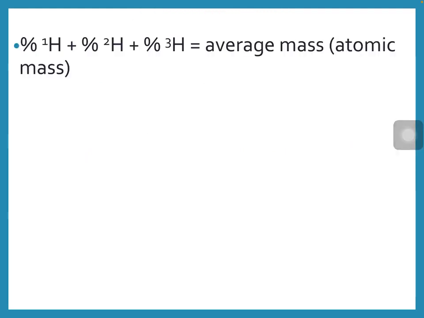So once again, the percentage of each of the different isotopes, all added together, will give us the average mass, or the atomic mass, which we find in the periodic table. When we take a percentage of something, our percent gets converted to a decimal, and "of" means a multiplication. So this would be converted to a decimal and multiplied by the mass for hydrogen-1, or protium, and then the percentage converted to a decimal multiplied by the mass of hydrogen-2, or deuterium, and so on.